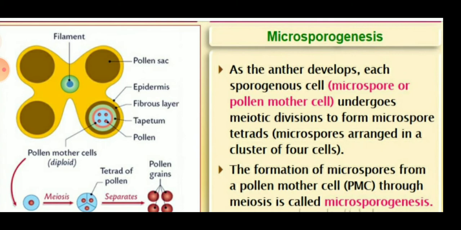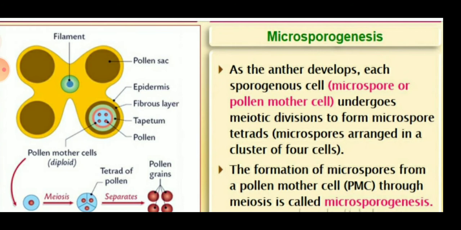cell, and it undergoes meiotic division to form the microspore tetrad. The formation of microspores from the pollen mother cells through meiosis is called microsporogenesis, meaning the formation of microspores.